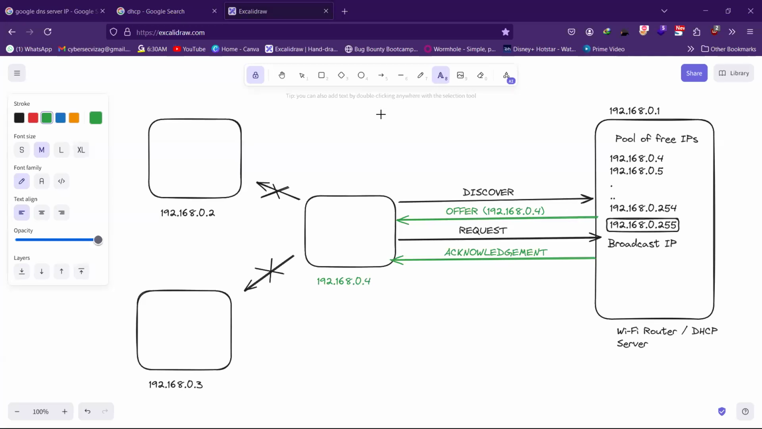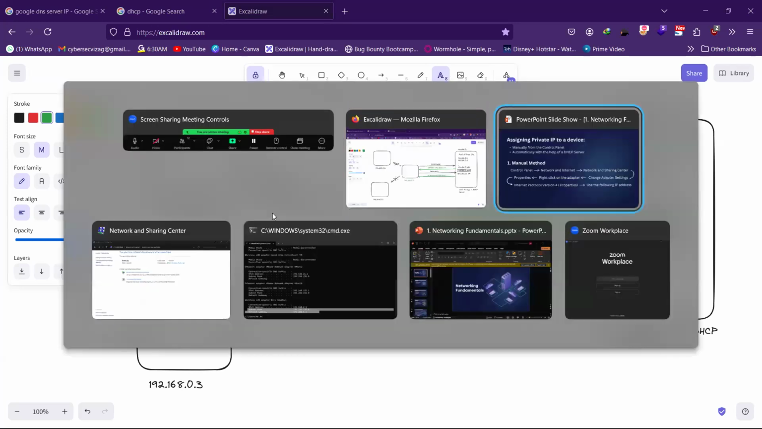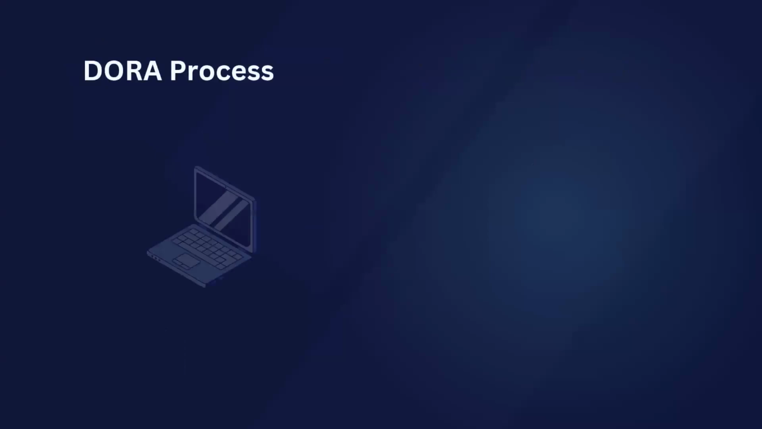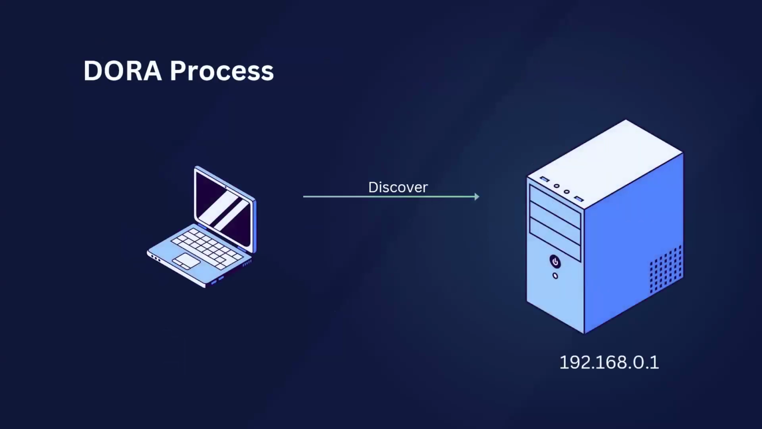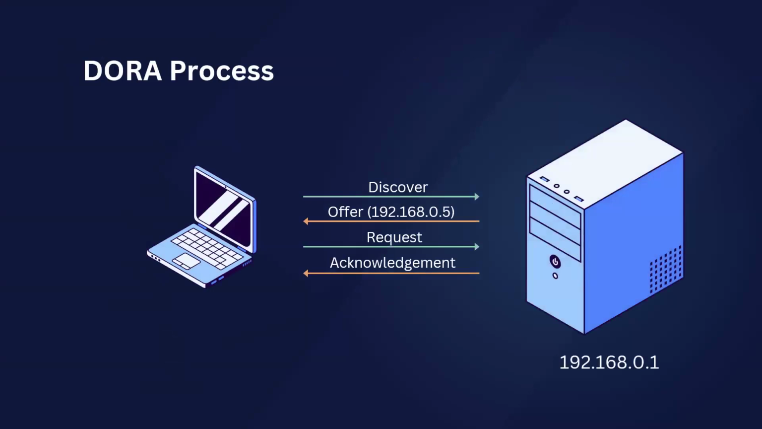So that's what a DHCP server does: it automatically assigns an IP to each system in the network. I have this available here as well in the presentation slides. D for discover, O for offer, R for request, and A for acknowledgement, DORA. Any questions, any doubts up to this point? Anyone?